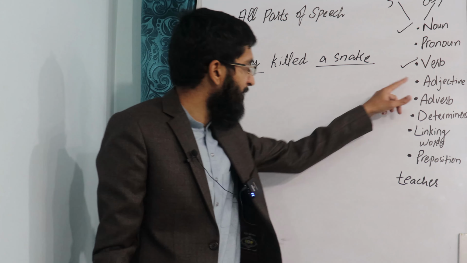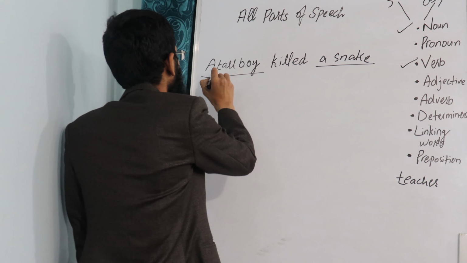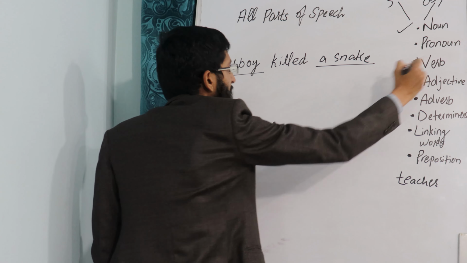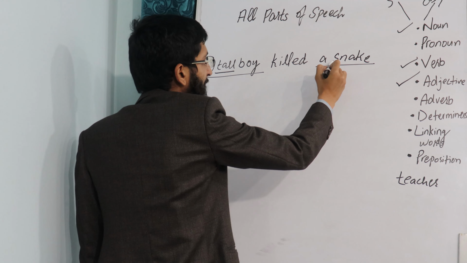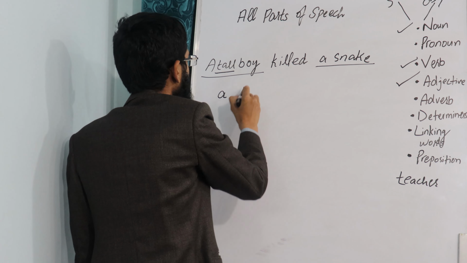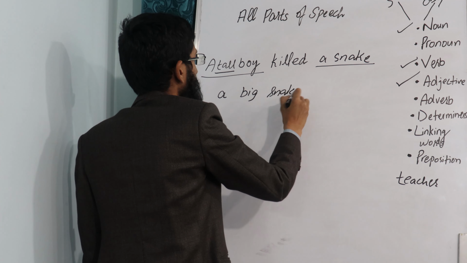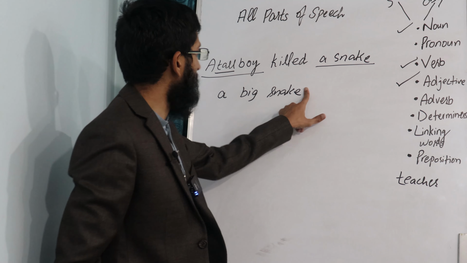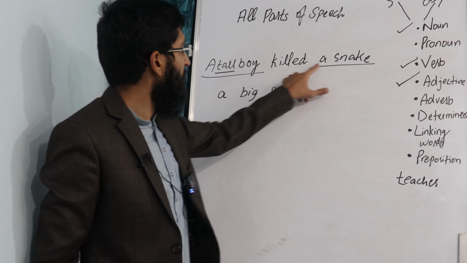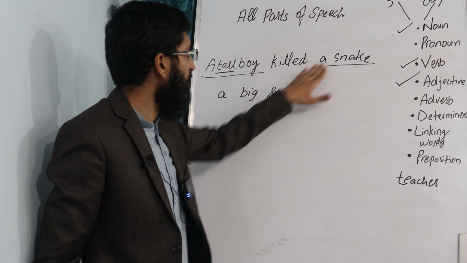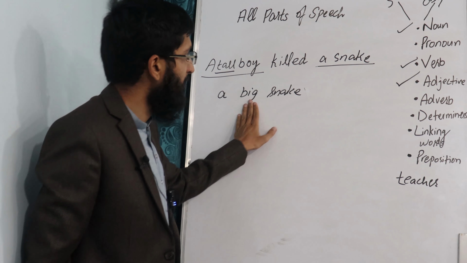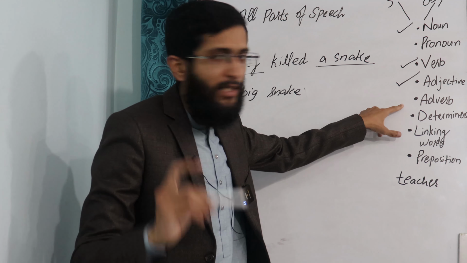For example, adjective. What is the adjective of snake? A big snake. So the sentence is quite longer. A tall boy killed a big snake. Not a snake, a big snake. Adjective, okay.